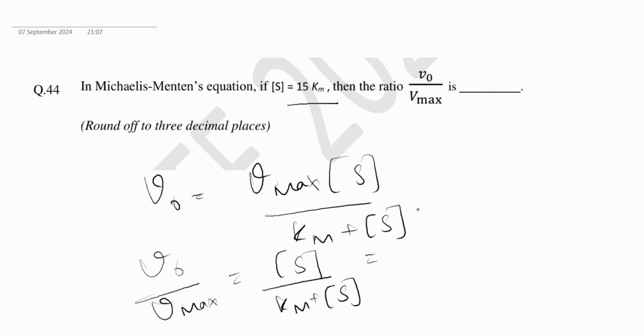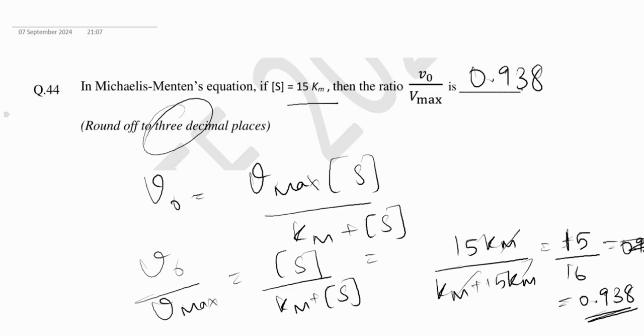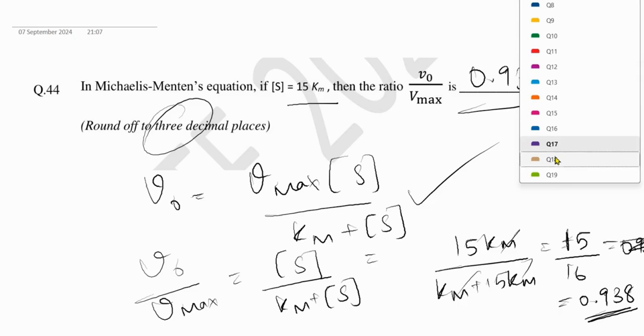S is 15 Km, so you just have to substitute these values: Km plus 15 Km. If you cancel all Km, this will be 15 by 16, and the answer comes to 0.938. They have asked to round it off to 3 decimal places, so I will safely write it as 0.938. If you know this equation, this is such an easy question to solve. Moving on to the next question.